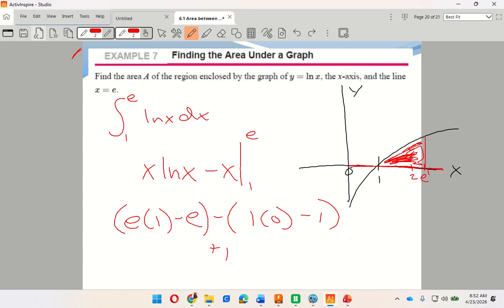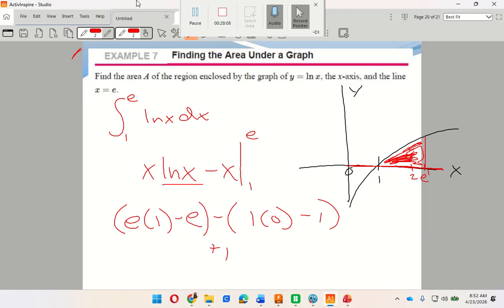Why is there a 0? The 0 in the parentheses. This right here? Yeah. Okay, so now let's try this. What is ln of 1? 0. Yeah. ln of 1 is 0. Make sense? Yeah. Okay.